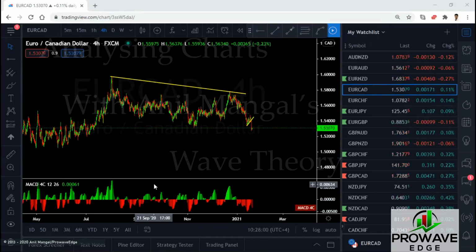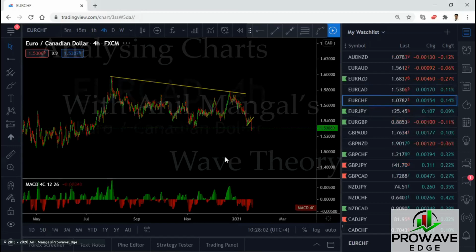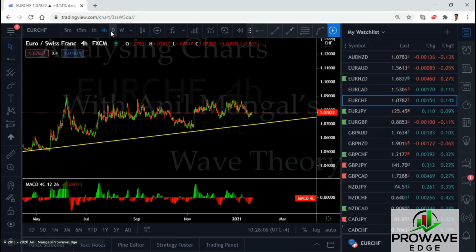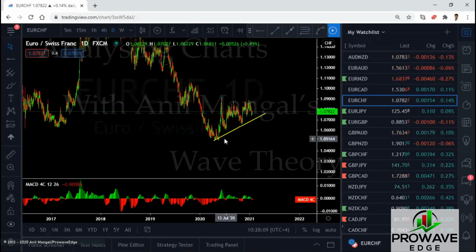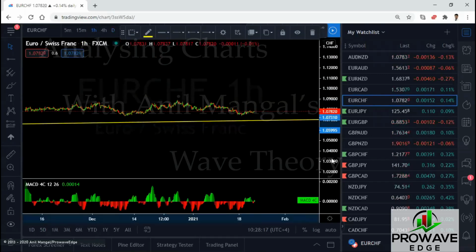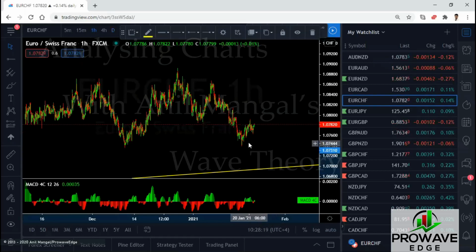Good. Euro Swiss. This would just like the EuroCAD should break out, but it's not breaking out. So I think you probably stay away from this one. It's a more complex pattern. If you look at it, you can see the daily. It's making a very complex pattern there. You should have downside trade, but it's not moving very fast. So probably stay out of this.